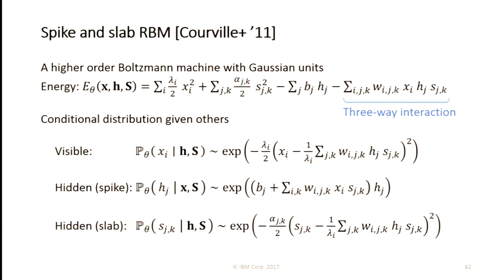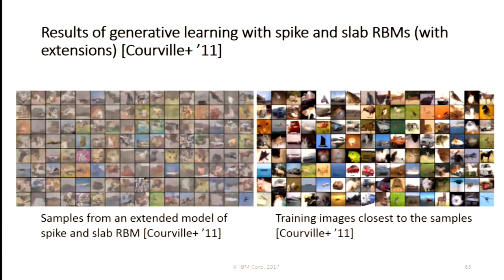It turns out that the introduction of these slab variables improved the capability of this Boltzmann machine to represent distributions. For example, it can be applied to learning a generative model of images. These are samples drawn from the spike and slab RBM. In the paper, it is shown that it produces sharper images than just using the Gaussian-Bernoulli RBM.